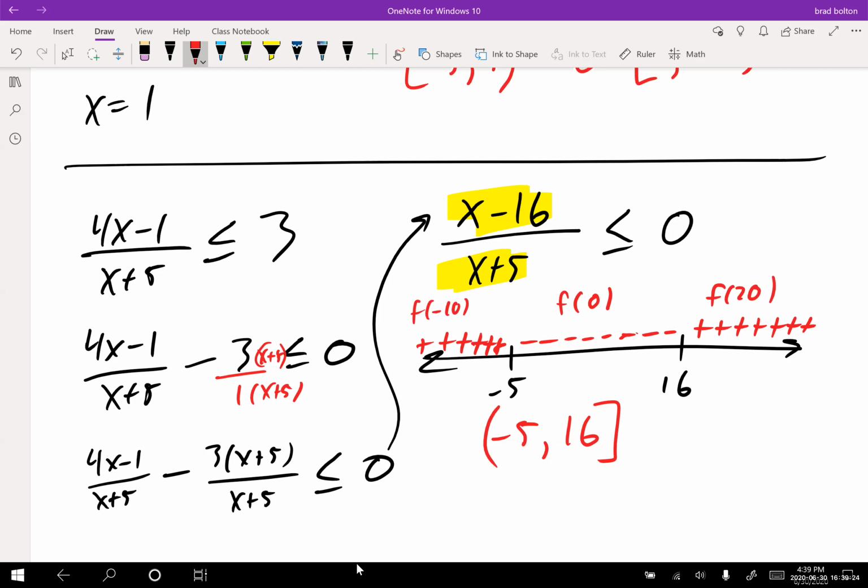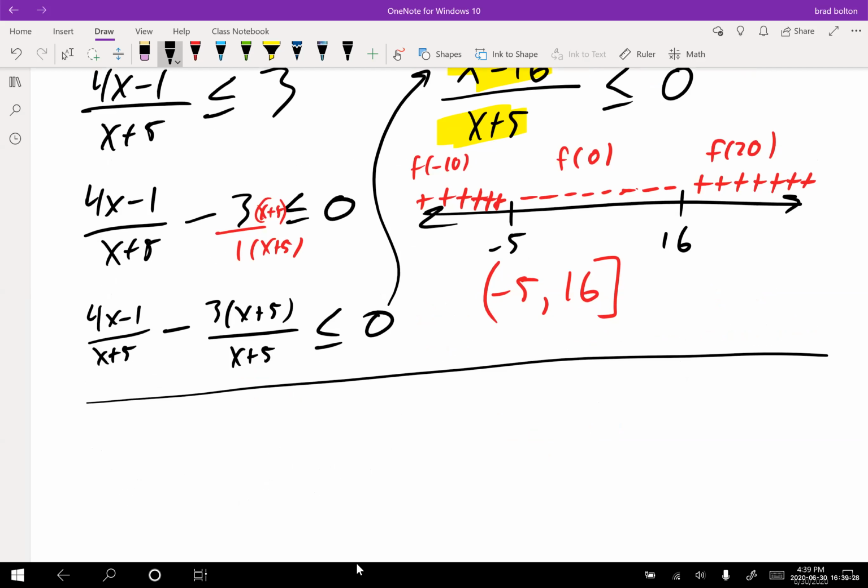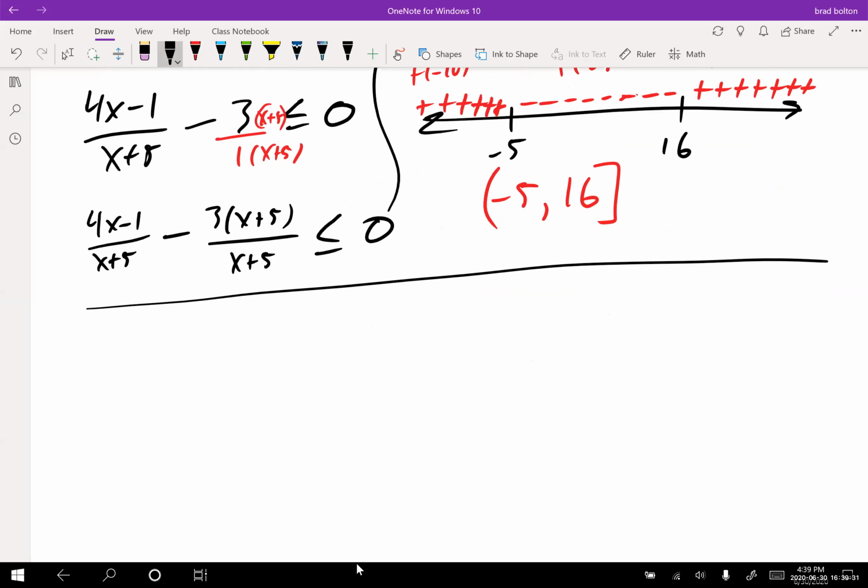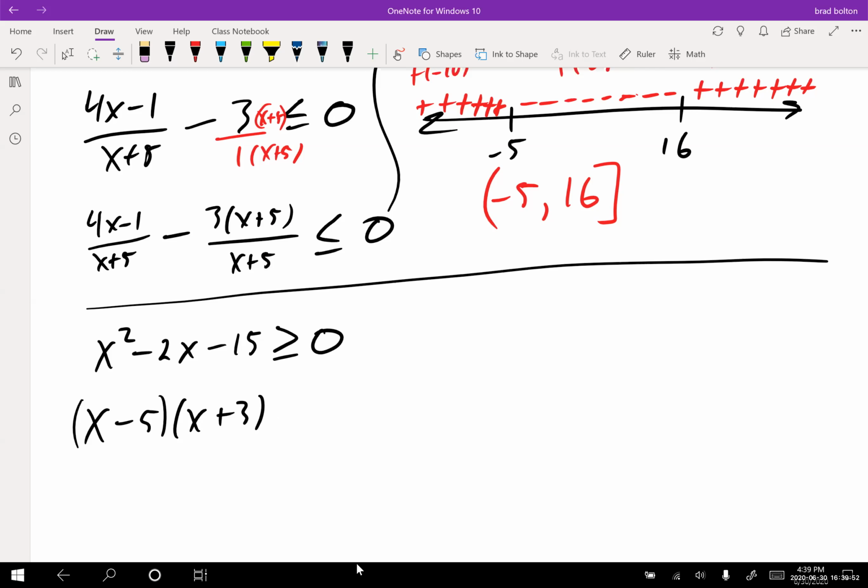Now, what I wanted to show you also, and this is just like a little follow-up from 3.5, so I might put a few 3.5 questions in here, is what if they gave you x squared minus 2x minus 15 is greater than or equal to 0, okay? Well, we know how to factor this. This would be x minus 5, x plus 3 equals 0. So then x equals 5 and x equals negative 3, correct?